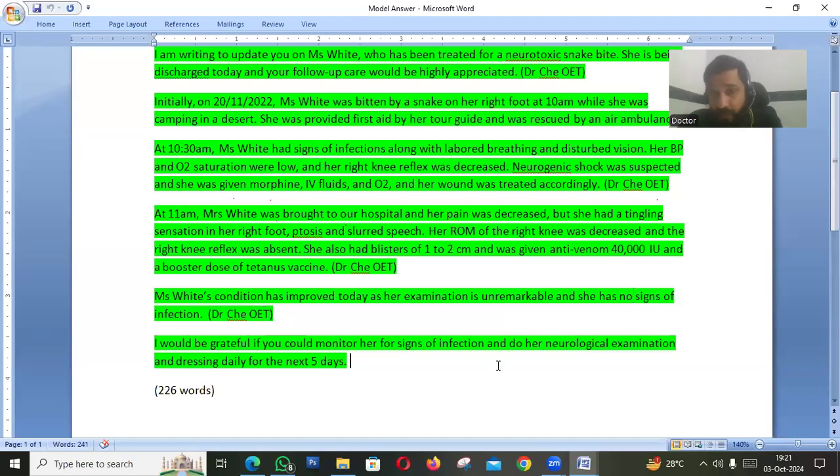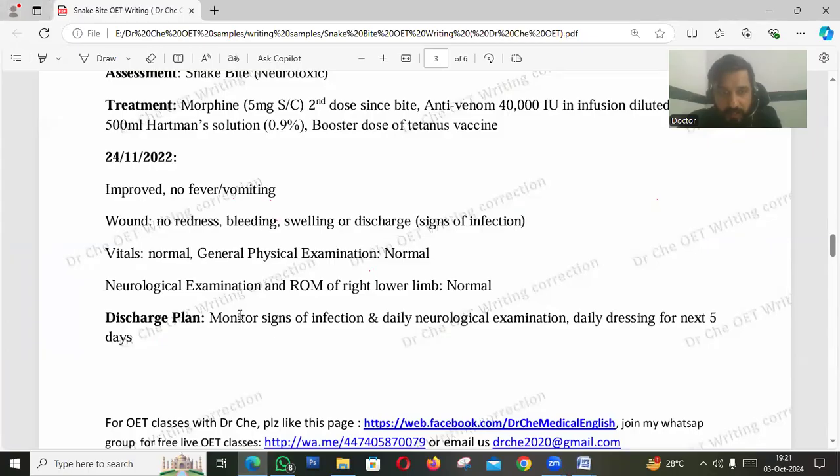So then the conclusion, what do you need to write in the conclusion? Monitor signs of infection is important to mention. Daily neurological examination is important. Daily dressing is important for the next 5 days. But it's difficult to write a good sentence of all of these things, okay? When you write by yourself, you will note it's difficult to make them and to arrange them in a sentence, okay? So what I have done here is, I will show you.